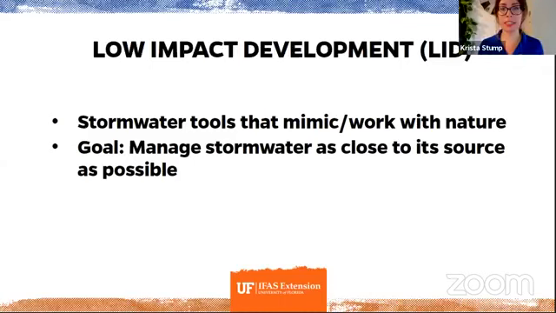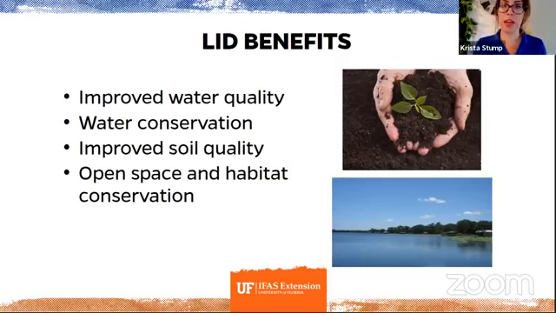And the goal of this is just to manage that stormwater as close to its source as possible. So that means instead of just piping it away into a pond, let's try and hold it on the source and treat it there. Because the longer it runs, the more pollutants it picks up, right? And we just want to treat it right on the source. So that is what LID is. And it sounds like a fancy term, but really they're simple solutions that are considered low impact development. And it has a lot of benefits.